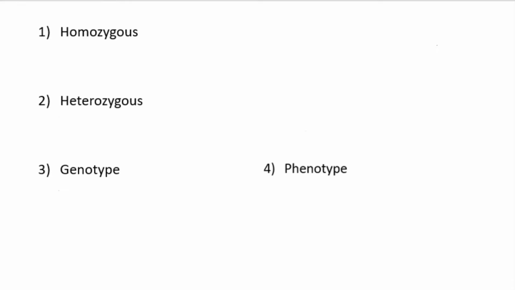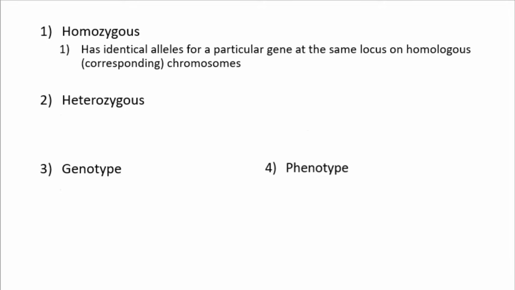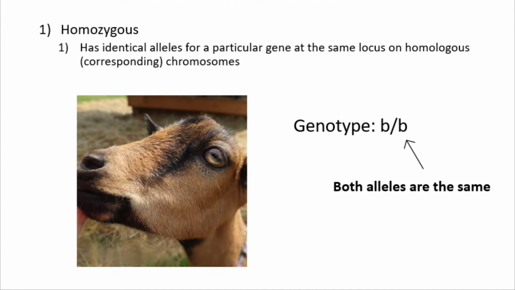Before we continue, I want to go over a few quick terms that I will be using in this video. The first is the term homozygous. A goat, or any other living thing, is homozygous for a trait if it has identical or the same alleles at a particular gene locus on homologous or corresponding chromosomes. For example, for a goat to be brown-eyed, it must be homozygous for the brown-eyed allele.